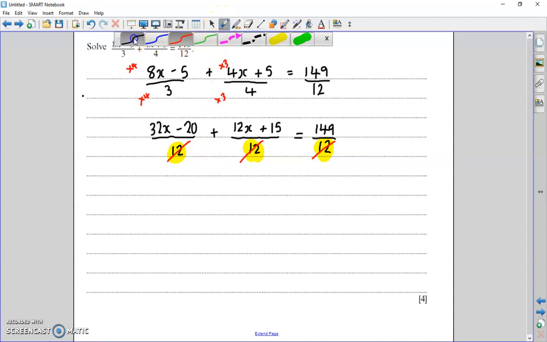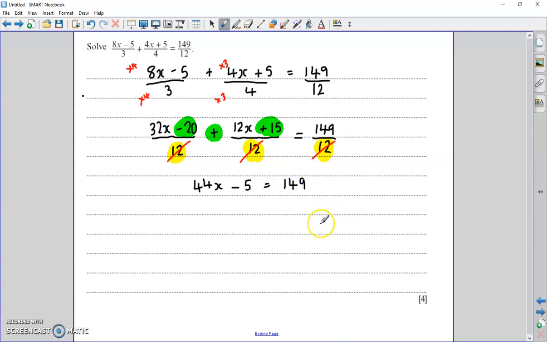All you've got left to do now is tidy up this left-hand side. So we've got 32x add 12x, 44x. Then we've got, and I'll use a highlight for this, minus 20, add 15. Start on minus 20, add 15. Where do you get to? Minus 5.